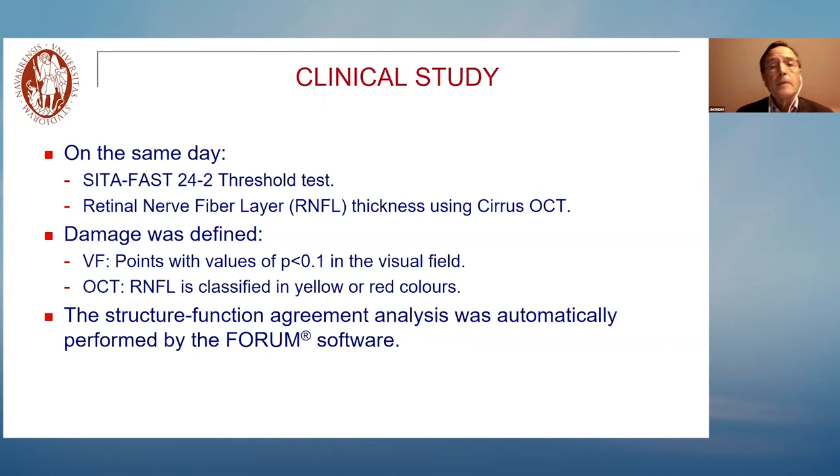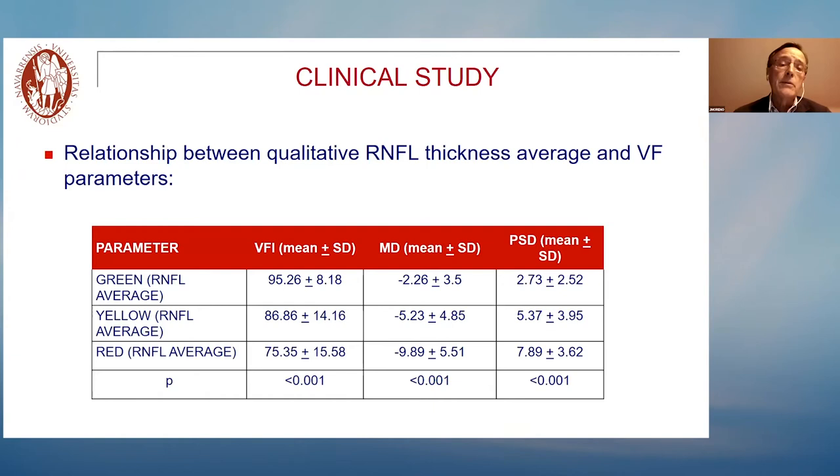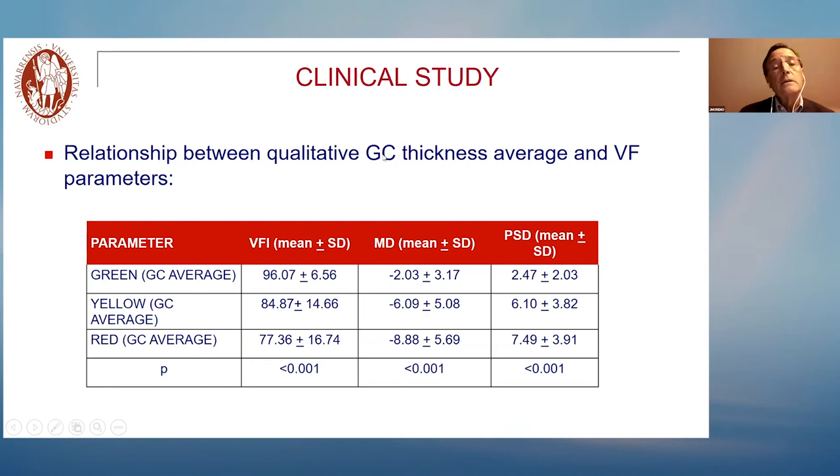The relationship indicates that the comparison between quantitative retinal nerve fiber layer thickness average and visual field was statistically significant. You can see here in this column the parameters from the retinal nerve fiber layer thickness, and in this case, the visual field parameters. Similar results were found when we compared the quantitative ganglion cell thickness average and visual field parameters, and similar results with the comparison with the cup-to-disc ratio.